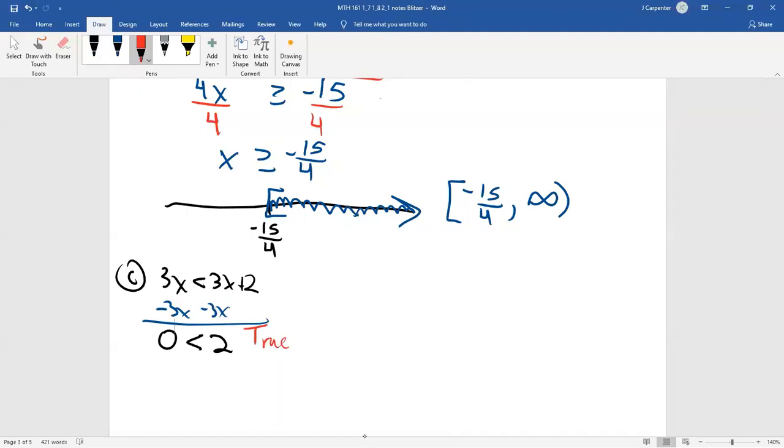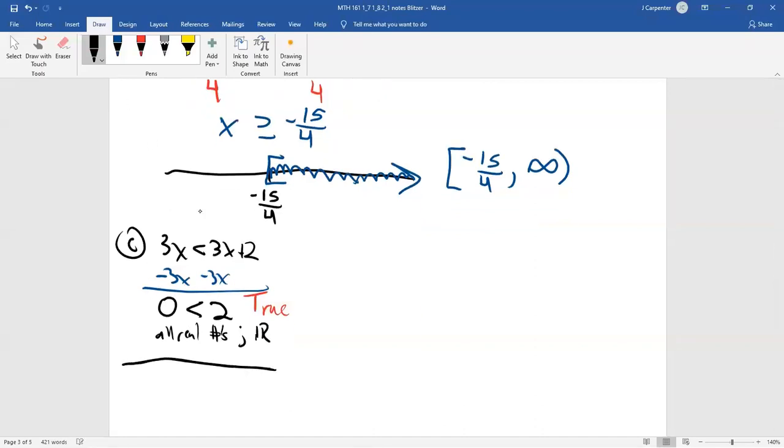And back in that previous section, we said true statements meant that there were infinitely many solutions. It means that all real numbers are solutions. So you can say all real numbers, or you can write that double back R. That's kind of the inequality form of that. The graph would be just shading the entire number line forever left and right. That would be the graph. And then the interval notation is negative infinity to infinity.